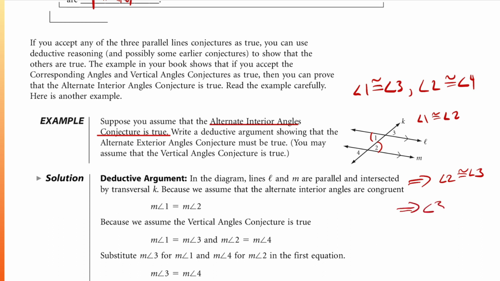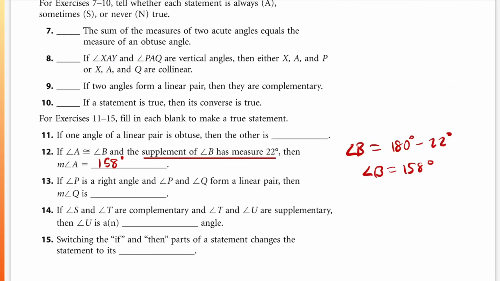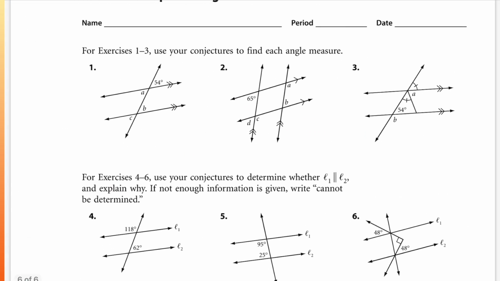Okay, let's go ahead and look at the homework for this one. By vertical angles, this one has to be 54. Alternate interior angles are congruent, so A is congruent to B, so this also has to be 54. And then vertical angles are congruent, so this also has to be 54. And that's all because of these two lines being parallel and this being a transversal.